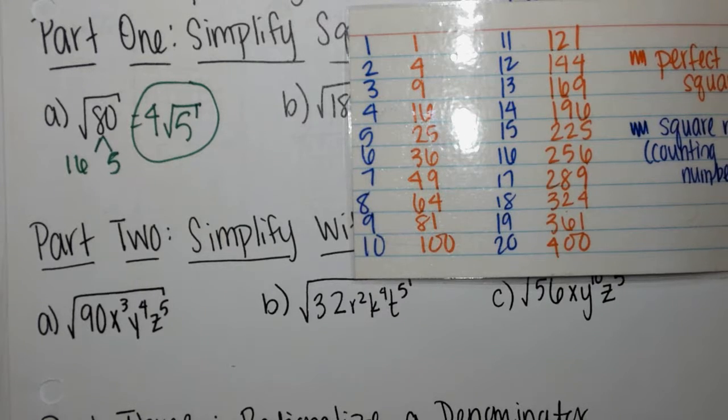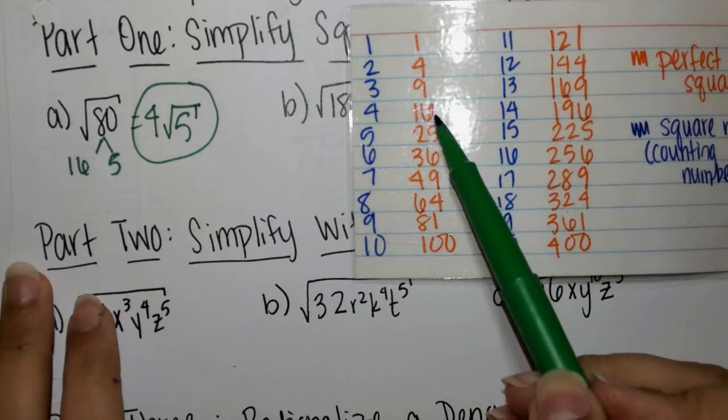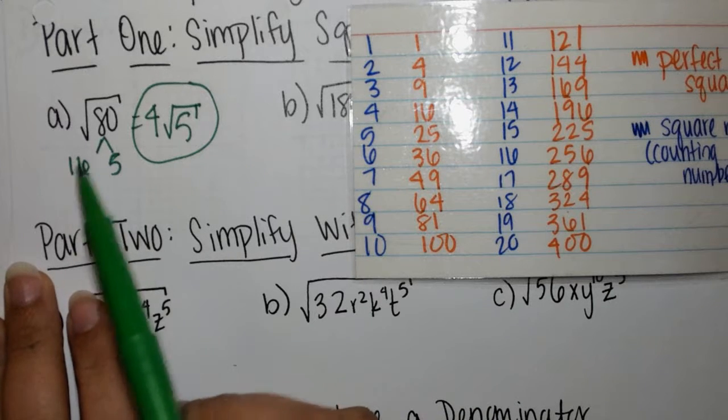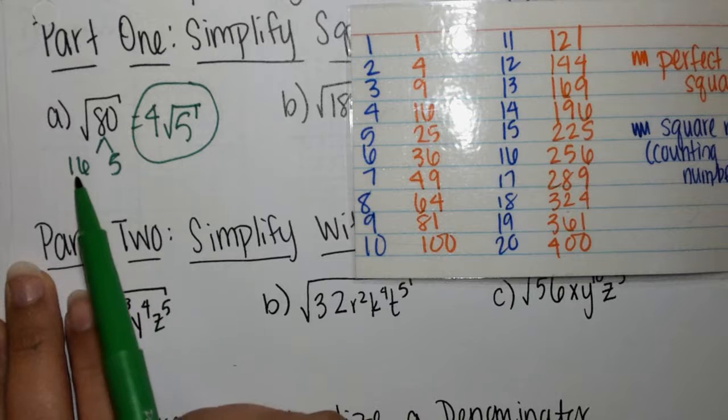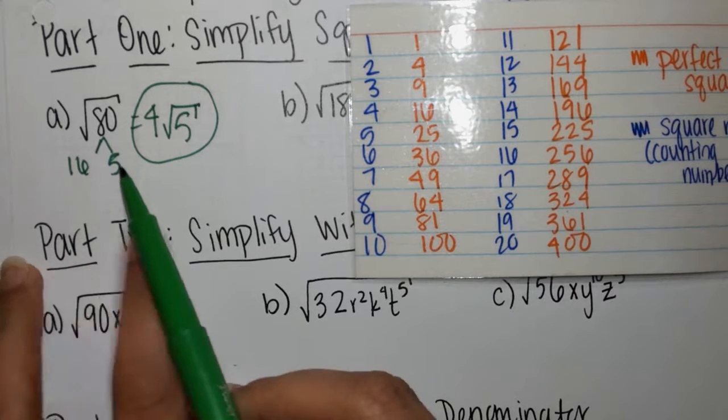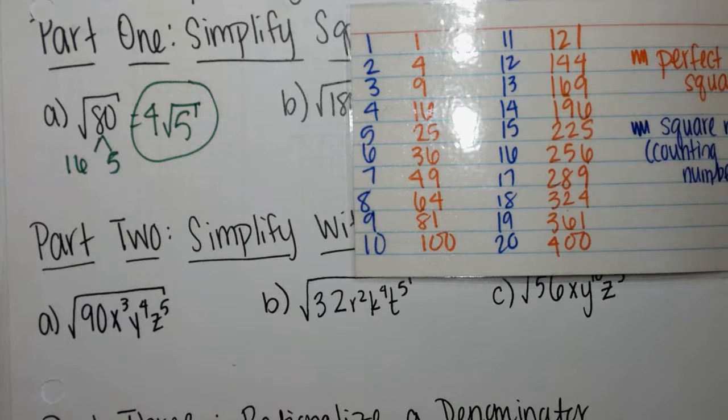Now, the reason we take the square root of 16 is because A, it's a perfect square, and we need 2 of the same number that multiply together to give us 16. That's 4. The 4s are the people that want to go outside and play. 5 is by himself. He wants to read Harry Potter.